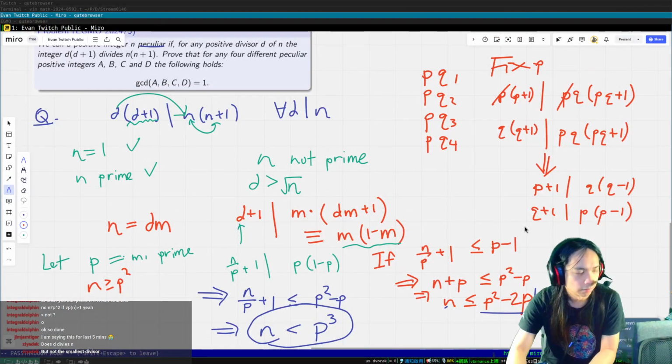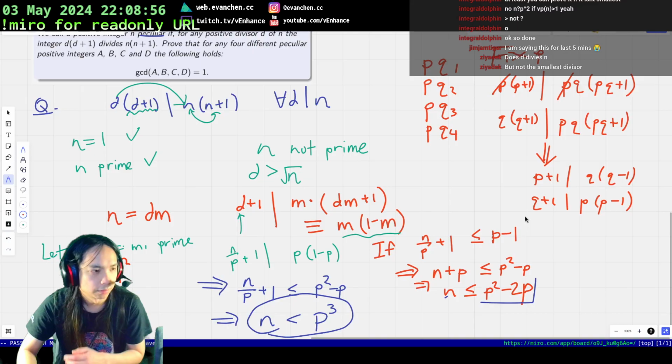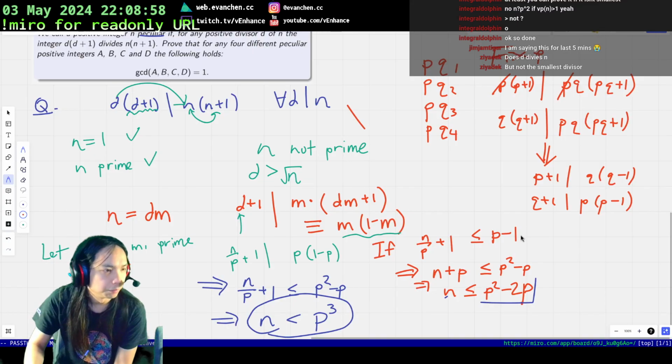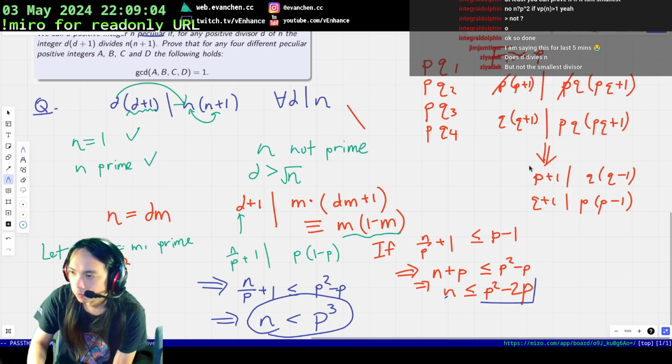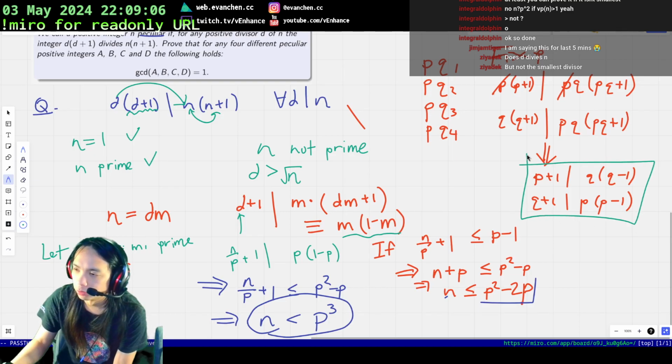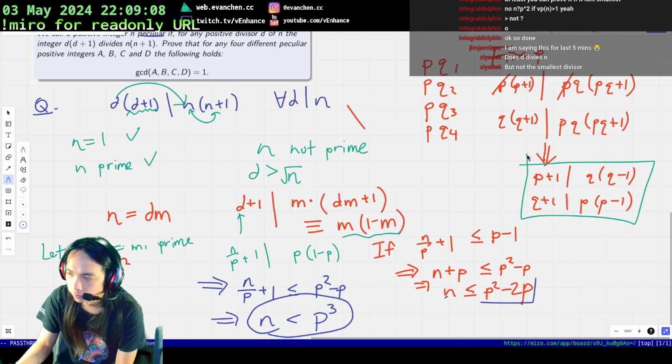No, wait, again, we can keep... No, let's do this. Move me over a little. So for a fixed prime P, I need there to only be finitely many primes Q that satisfy this random equation thing.